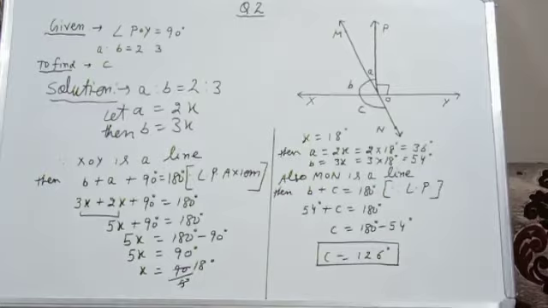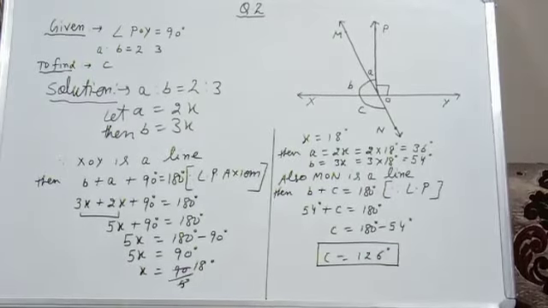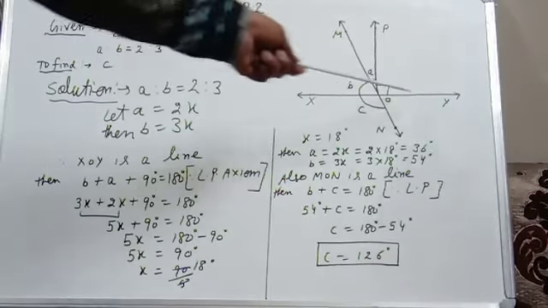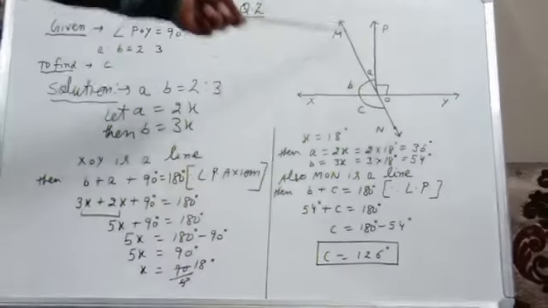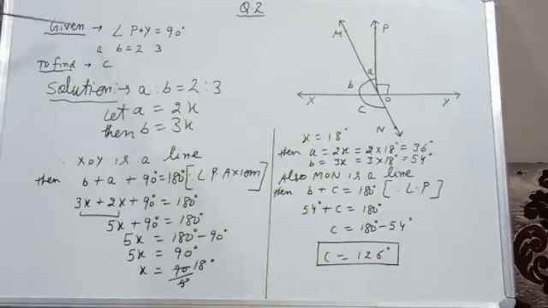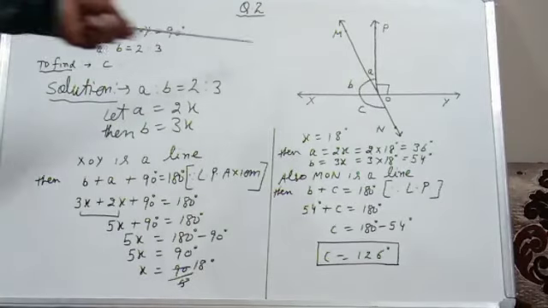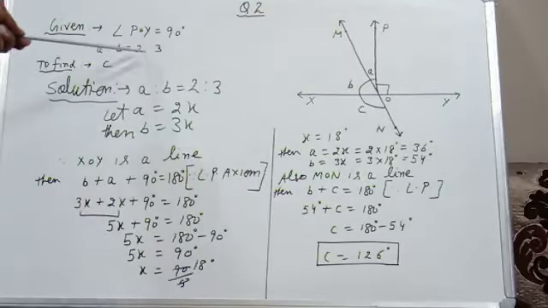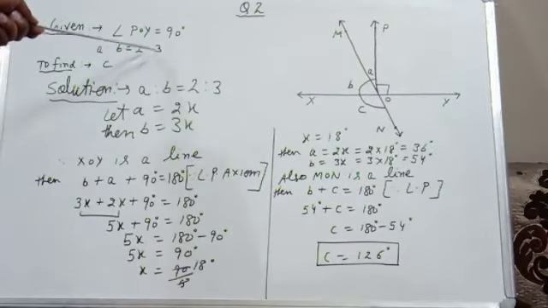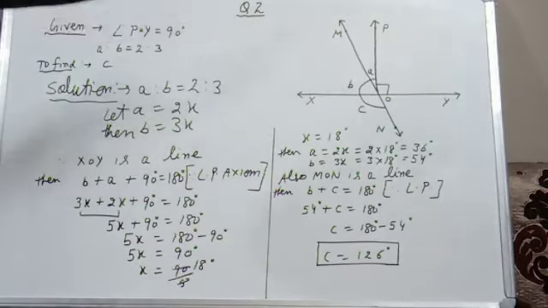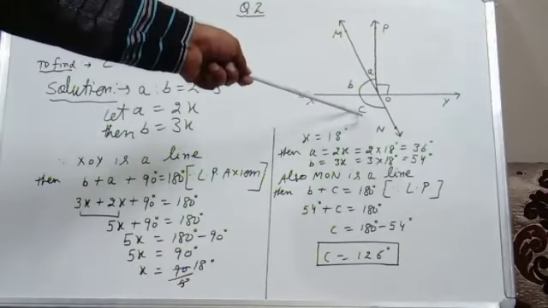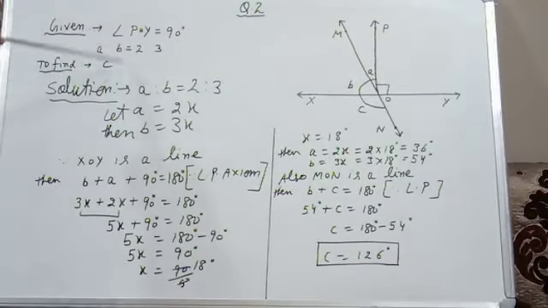So this is question number 2 of exercise 6.1. Here again two lines are given. This is the first line XOY. This is the second line MON. What is given in the question? Angle POY is 90. The ratio A to B is given as 2:3. So in this question the ratio of two angles is given. This is angle A, this is angle B. Now we want to find the value of angle C, this angle.